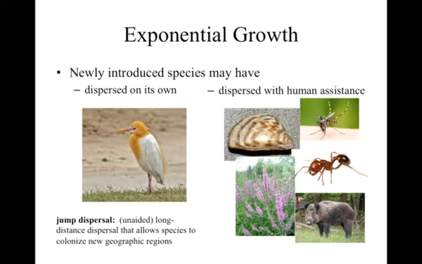And if you look at these pictures, you'll see that there's a lot more organisms we have helped into North America than have dispersed on their own. So we've helped zebra mussels, we've helped Aedes aegypti, we've helped fire ants, we've helped purple loosestrife, we've helped wild boar, and the list goes on and on and on. This is just a small fraction of the number of organisms we have helped to disperse to North America, and then these populations take off.